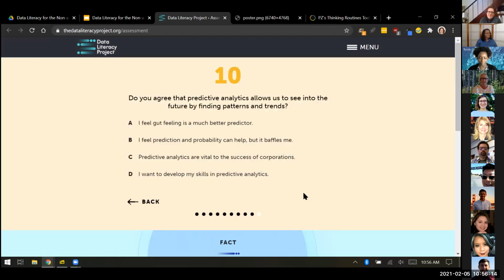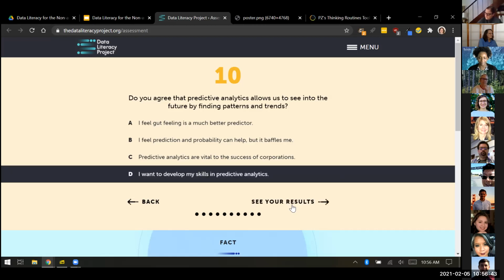Last question, 10. Do you agree that predictive analytics allows us to see into the future by finding patterns and trends? A, I feel gut feeling is a much better predictor. B, I feel prediction and probability can help, but it baffles me. C, predictive analytics are vital to the success of corporations. And D, I want to develop my skills in predictive analytics. So I'm going to choose D, develop my skills. And now I'm going to see my results.